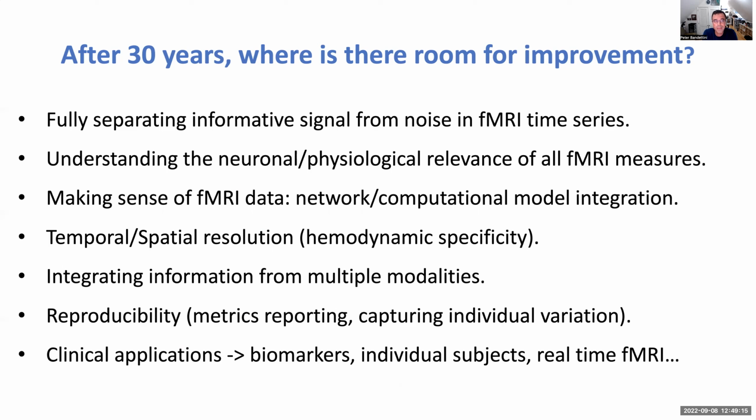The second is understanding the neurophysiological relevance of all fMRI measures. Right now, over the past at least 20 or 30 years, we've been mostly looking at the magnitude as sort of an ad hoc measure of the degree of neural activation. But there's all kinds of other things in the signal. There's transients, there's spatial correlations, there's undershoots, there's latency differences. All that can be extracted and used.